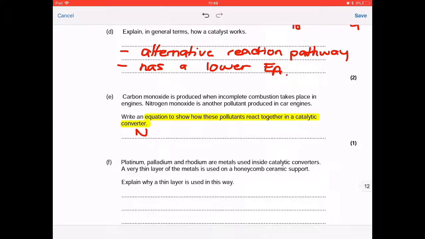So you've got to have nitrogen monoxide and carbon monoxide. Those are the 2 reactants that it tells you about in the question. When they react together, you do form CO2, which is less harmful, and nitrogen gas, which is inert. So it's a case of balancing this equation at that point.